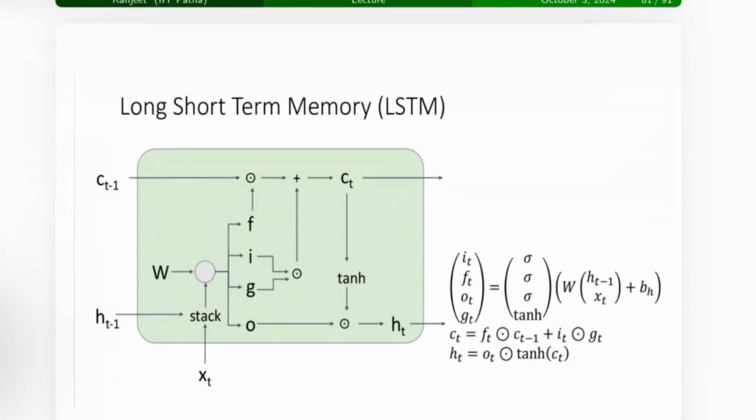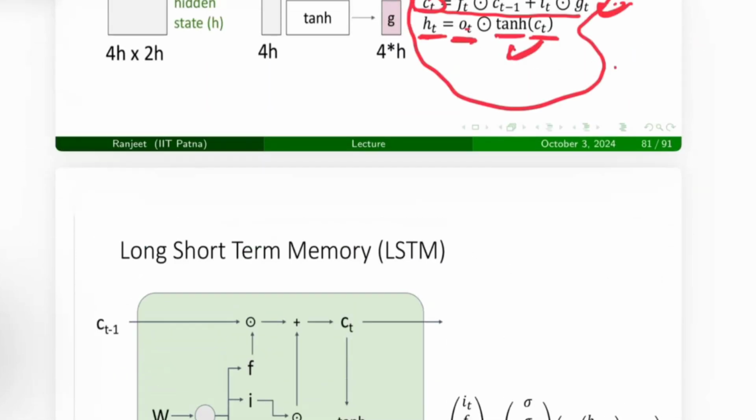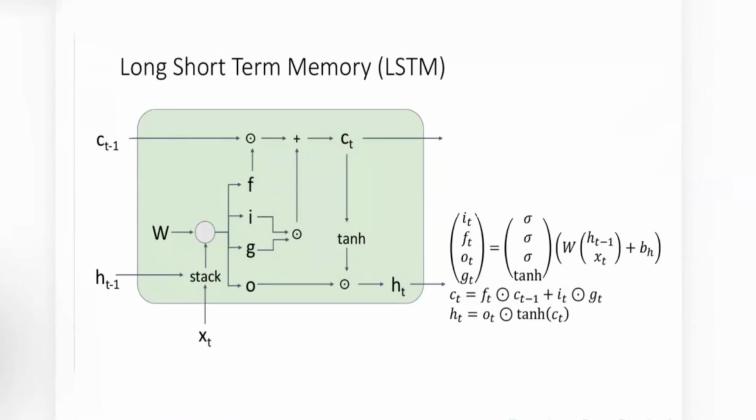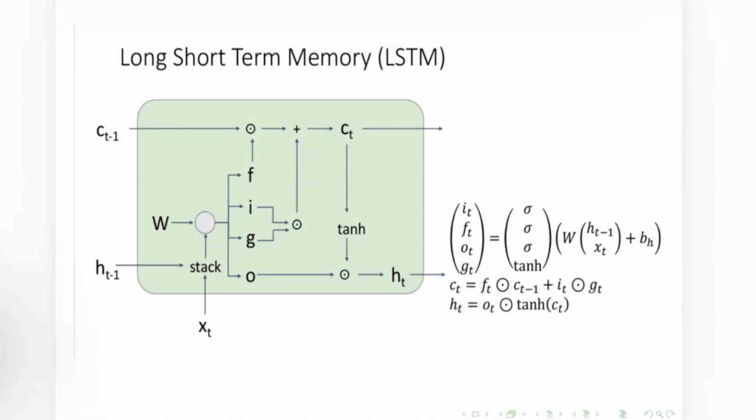So for that, first we need to show it pictorially. So make it as a diagram, whatever equation we have seen. So let's see, just putting everything in a diagram in a pictorial manner. We have to calculate IT, FT, OT, GT. So you calculate F, I, G, and O. These are the four components. And for calculating these, what do we need? First, we need to do this.